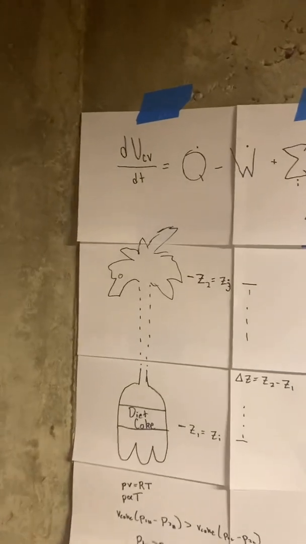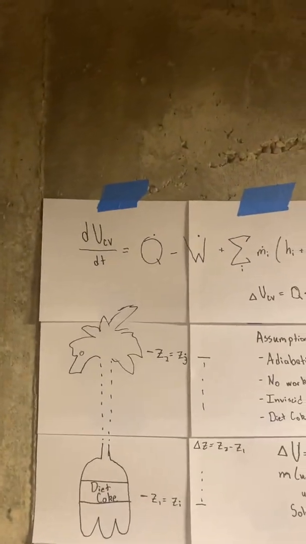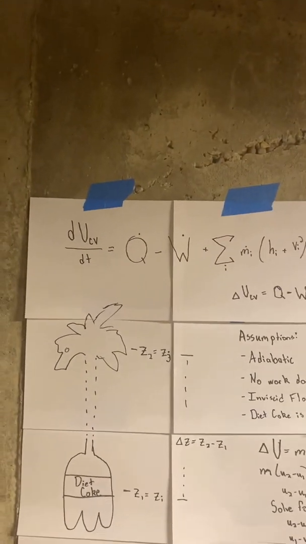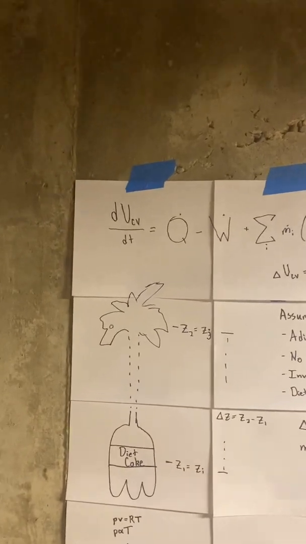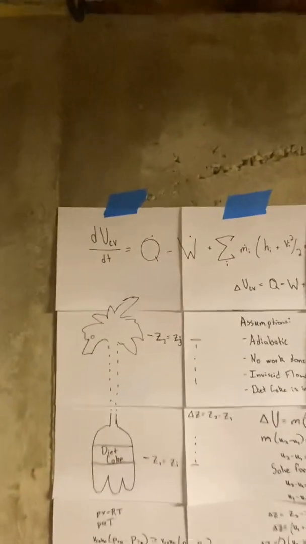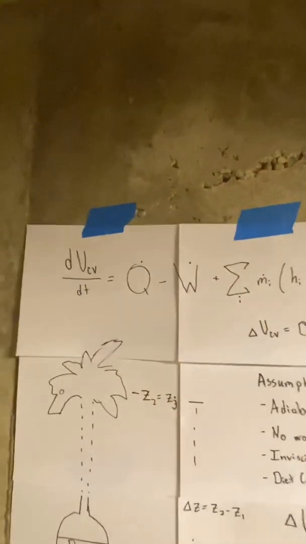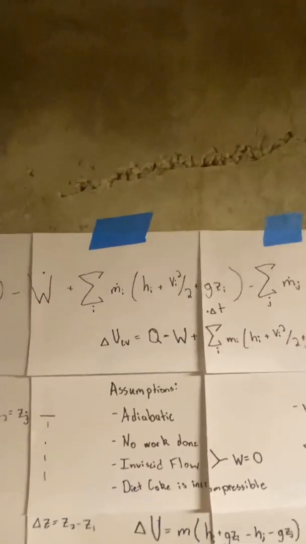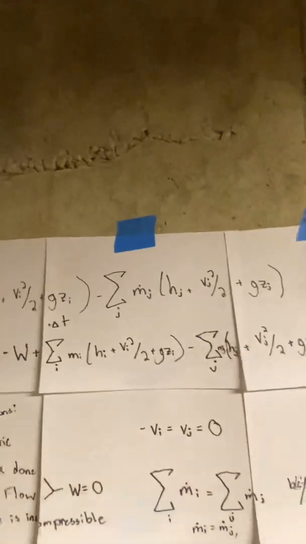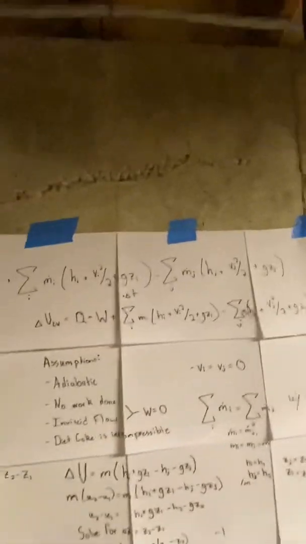All right, so let's get into it. Here we have the first equation. This is the first law of thermodynamics, the energy equation. We just have the change in internal energy over change in time equals Q dot minus W dot plus the sum of the energy from the mass going in minus the sum of the energy from the mass going out.